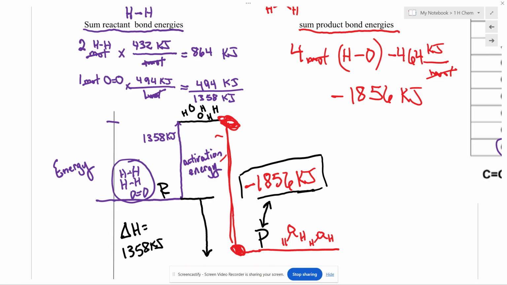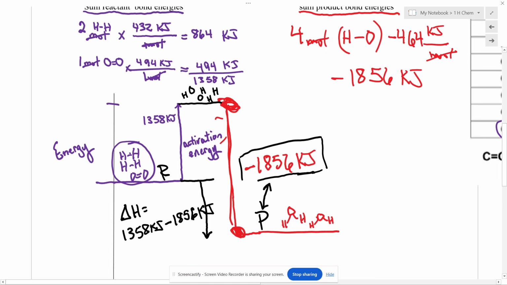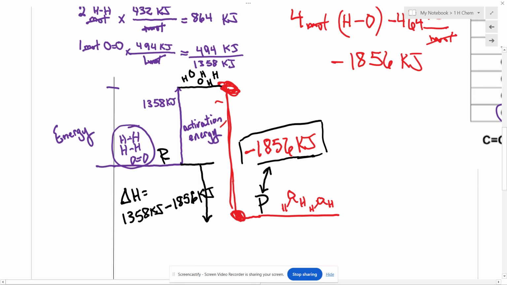One of them is a negative number, and we're just adding them together, and that means we're going to go negative 1,856 kilojoules. So what is the change in enthalpy? Well, if you do that subtraction, get out my calculator, that's negative 498 kilojoules.